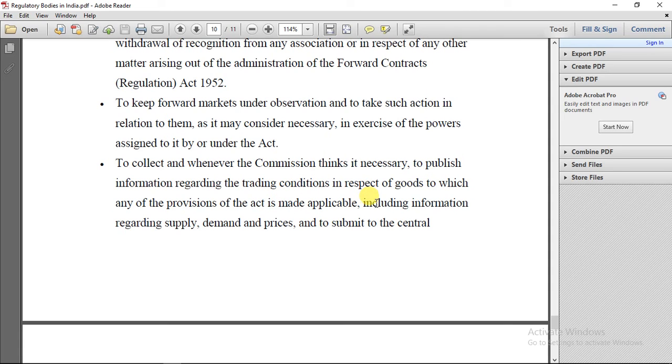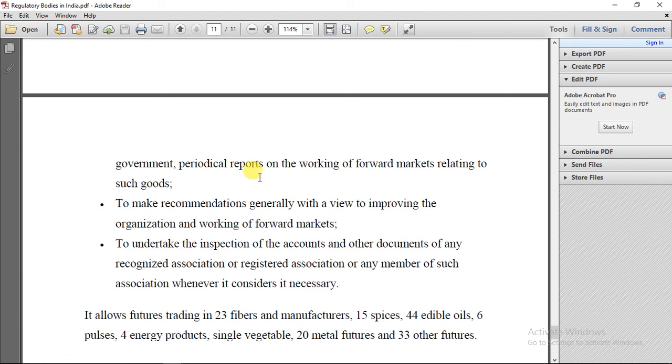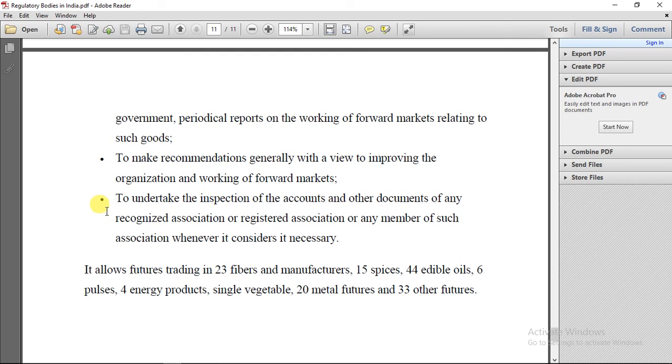including information regarding supply, demand, price, and to submit to the central government periodical reports on the working of forward market relating to such goods, and to make recommendations generally with a view to improving the organization and working of the forward market, to undertake the inspection of the accounts and other documents of any recognized association or registered association or any member of such association whenever it is considered necessary.